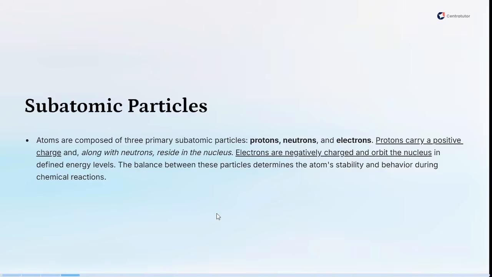And also take note that the protons and the neutrons are found at the center of the atom. They are found in the nucleus of the atom. So two important things: the charges of each of these subatomic particles and where two of them reside. Proton and neutron reside in the nucleus of every atom. The balance between these particles determines the atomic stability and also behaviors such as their chemical properties.